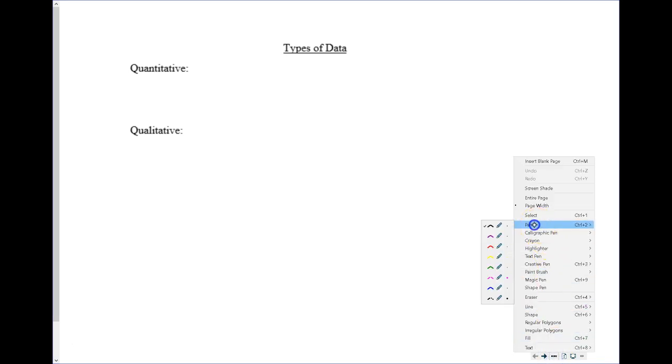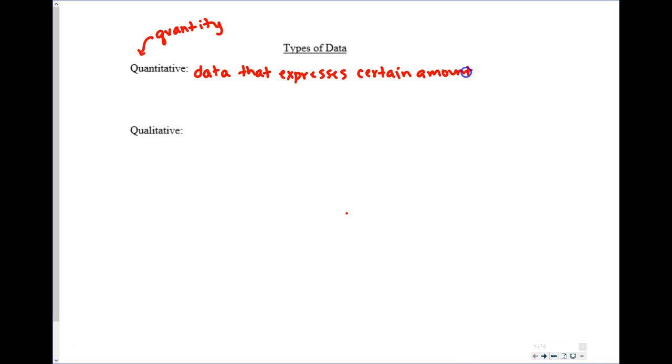There are two types of data we're going to work with, and the first one is quantitative data. Do you see how this word quantitative has the word quantity in it? Well, a quantity is an amount of something. So quantitative data is data that expresses a certain amount. And usually these have units. Or in other words, they can be counted.